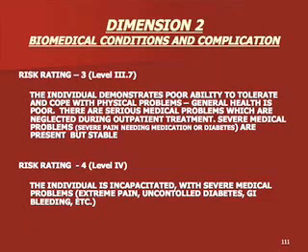Medically monitored. When we look at a risk rating of 4, and remember we're under the biomedical dimension, the patient is incapacitated, okay? Severe medical problems, extreme pain, uncontrolled diabetes, GI bleeds. What other kinds of things can you think of that would help indicate that a person was incapacitated? Severe dehydration, other kinds of things. Pancreatitis, absolutely. Things that have gone untreated.